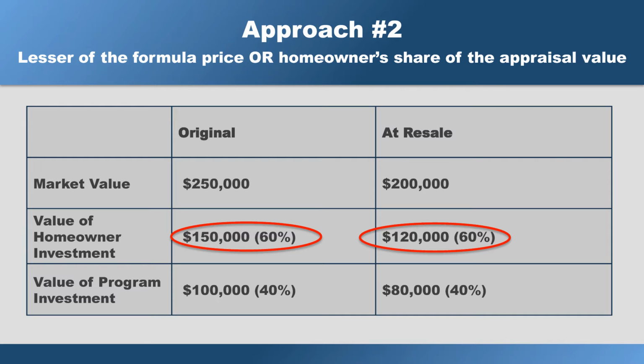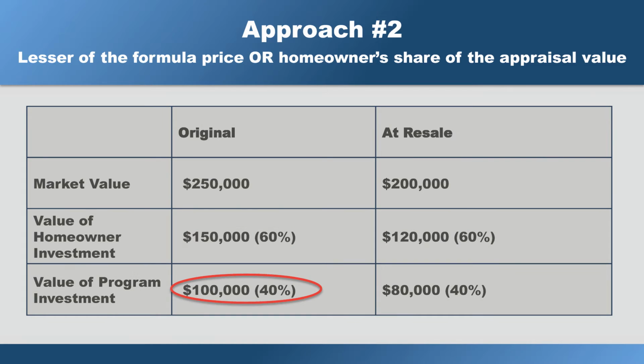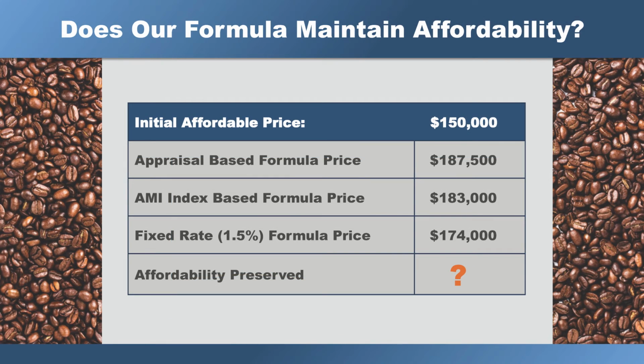The program, similarly, initially invested $100,000 of community investment, but that's now only worth $80,000. Both the homeowner and the program lost 20% of their investment when the market fell by 20%. Now we need to evaluate whether or not our formula achieves our goals of maintaining affordability and providing a fair return to the seller. Unlike the index-based formula, the appraisal-based formula has no relationship to incomes, so we should not assume that just because we've limited the resale price that it's adequately affordable to our target market.